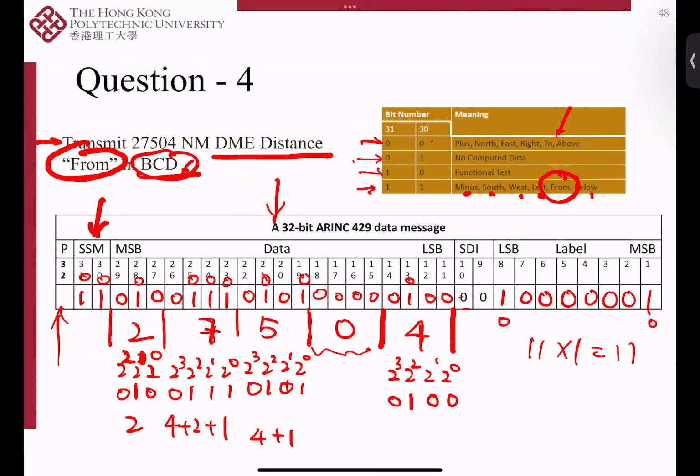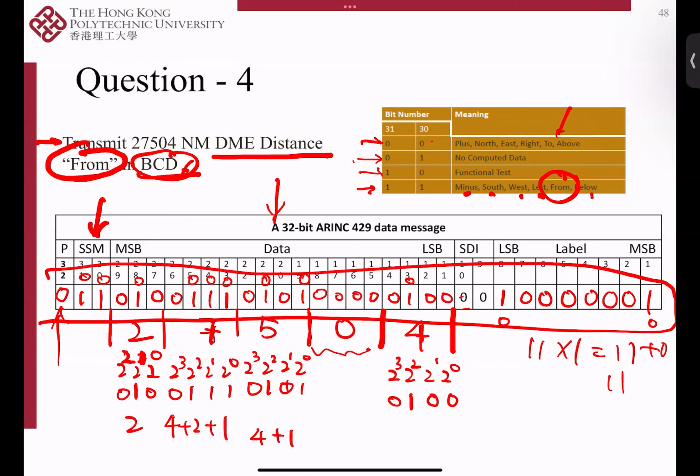So for this one, we need to make the total number odd. So this one can be 0. So the summation with 0 is still 11, so it's an odd number. So this is how we get this line of the signals and the boxes in here. So yes, that's how it is.